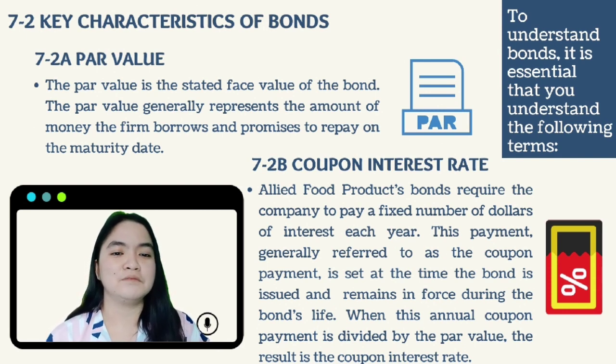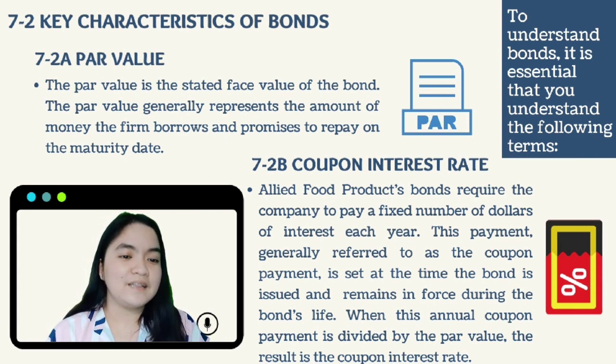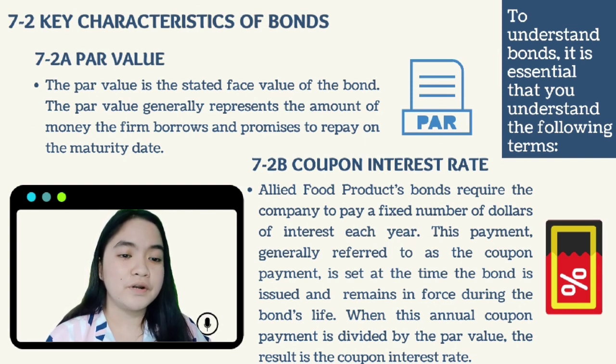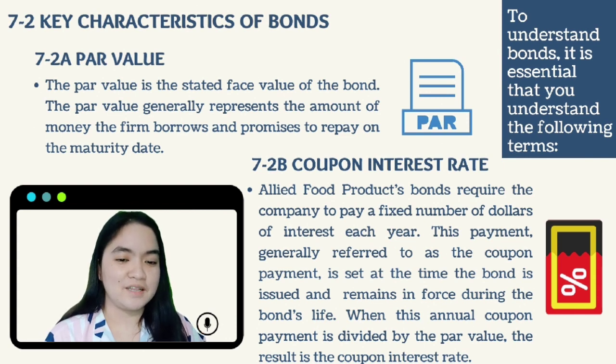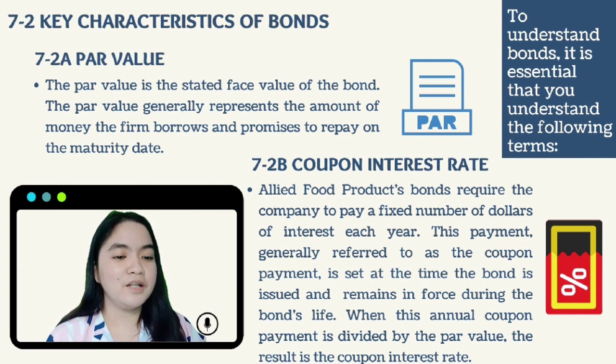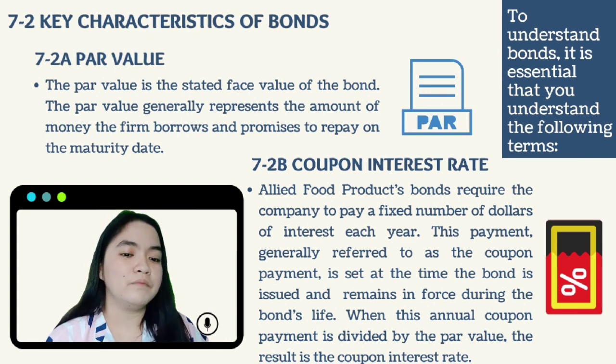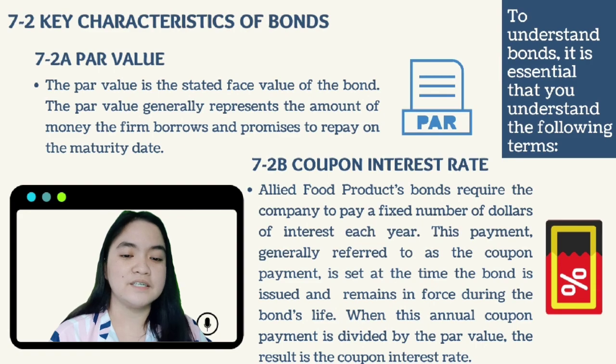Allied Food Products' bonds require the company to pay a fixed number of dollars of interest each year. This payment, generally referred to as the coupon payment, is set at the time the bond is issued and remains in force during the bond's life. When this annual coupon payment is divided by the par value, the result is the coupon interest rate: the interest rate paid on a bond by the issuer for the term of the security. The term coupon is derived from the historical use of actual coupons for periodic interest collections.